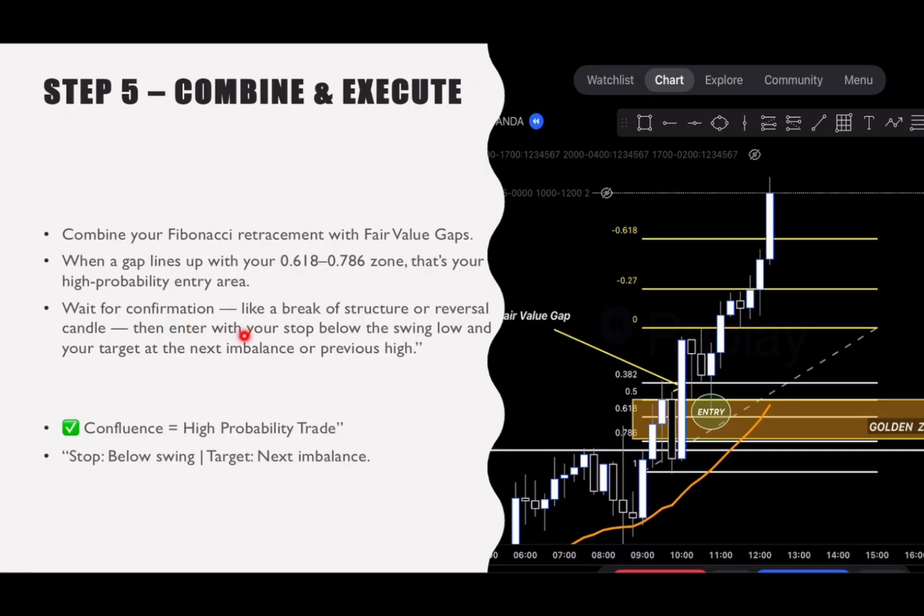Then enter with your stop below the swing low and your target at the next imbalance or previous high. So my stop loss would be somewhere around here, probably below here, like right here. And my target would be the 0. So that would be a 1-to-1. A 1-to-2 would be the 27, and a 1-to-3 would be the 618. And you see it tap all of these right here. It's not going to happen all the time, but it is a high probability, probably 8 times out of 10, you will see this play out.